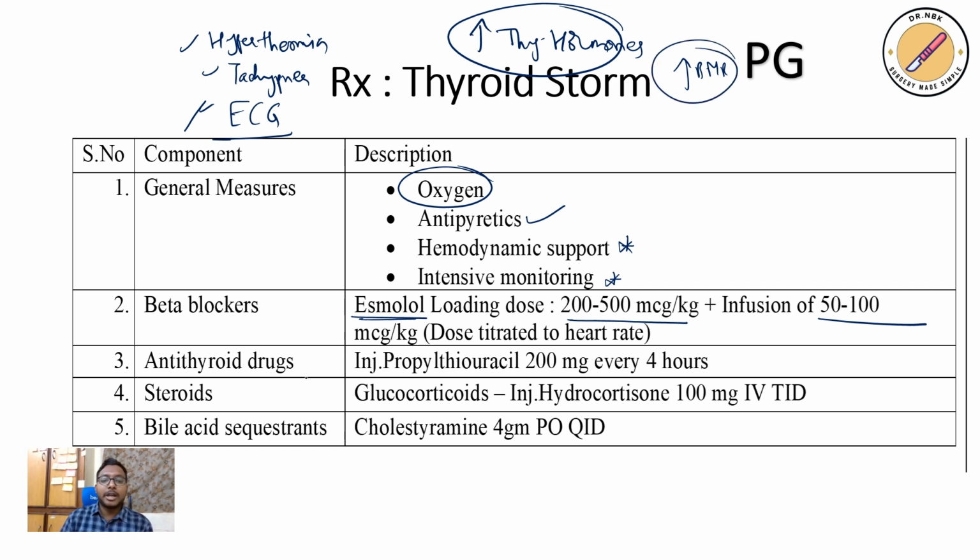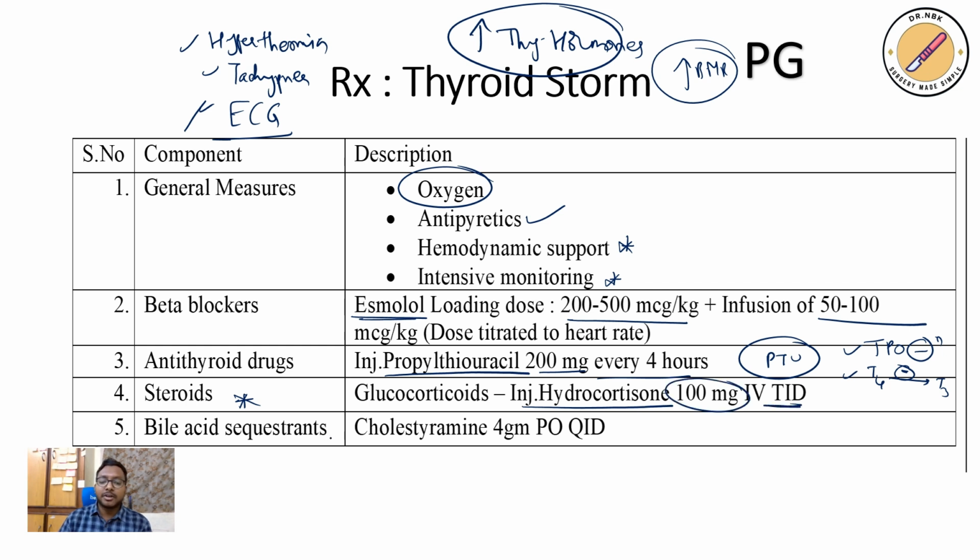So one important IV anti-thyroid drug we have is injection propylthiouracil. The mechanism of action is that it inhibits thyroid peroxidase, and it will also inhibit T4 to T3 deiodinase. So you can go for propylthiouracil injection 200 milligrams every 4 hours. Coming to steroids, you can go for injection hydrocortisone 100 mg IV TID.